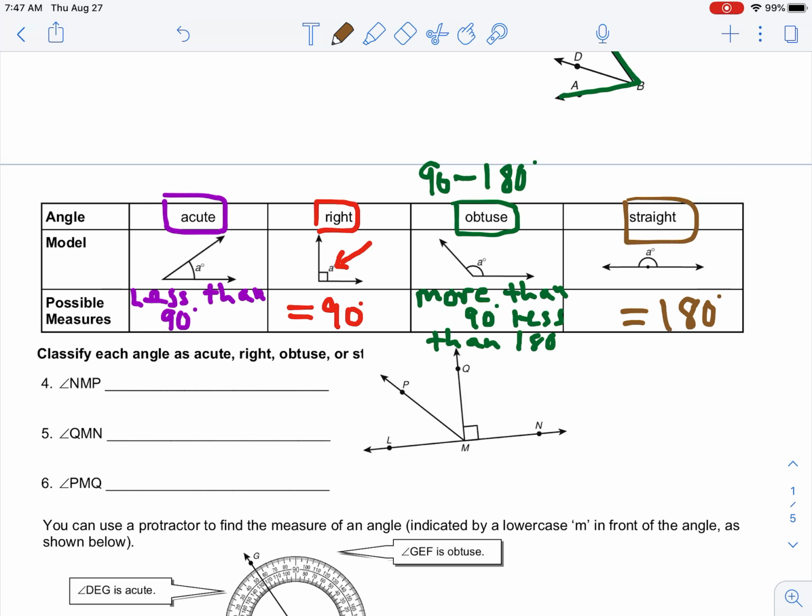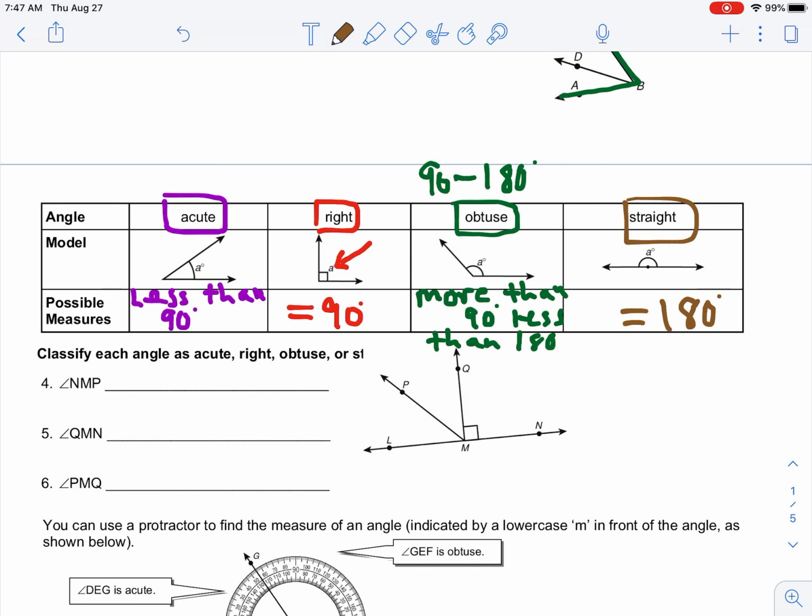So how do we look at a picture and tell if it's acute, right, obtuse, or straight? Here's the deal. We use the right angle to tell. The right angle forms a perfect L. If the angle's smaller than that, then it's acute. If it's bigger than 90, then it's obtuse. And if it equals 90, then we call it a right angle.